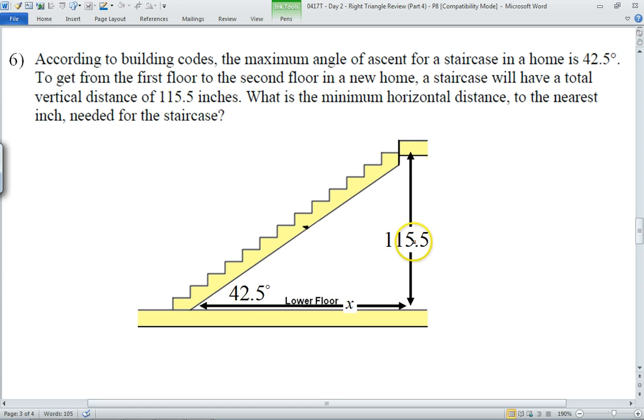Well, looking at the 42.5 and 115.5, that is opposite. This x right here, the bottom, is adjacent. Opposite over adjacent. What function is that? That is the tangent function. So tangent of 42.5 degrees is opposite over adjacent.